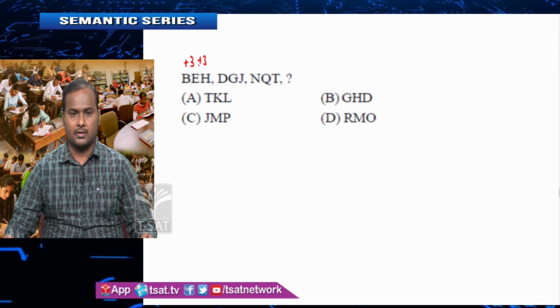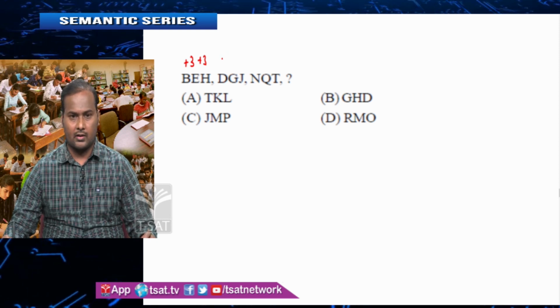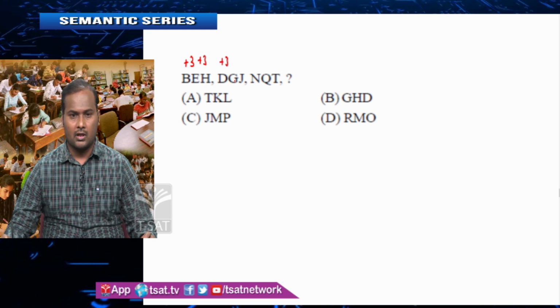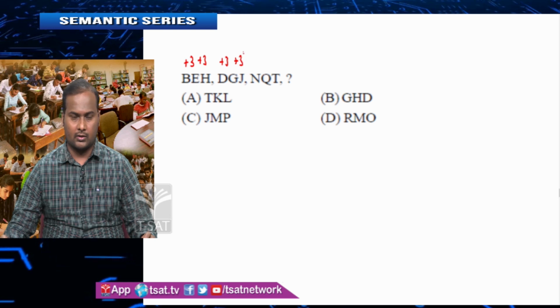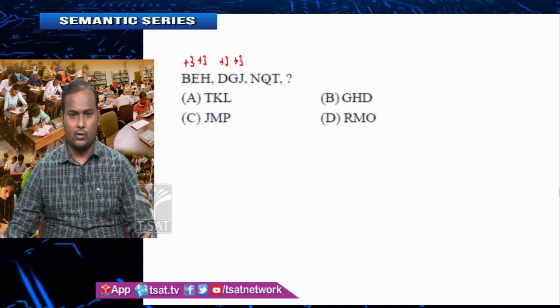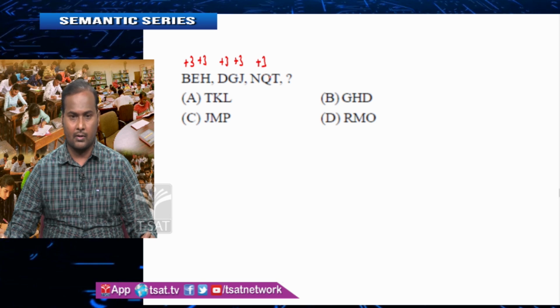So, plus 3, plus 3. In the same way, check the next one. D to G, it is increasing by plus 3. Again, G to J, here also it is increasing by 3. In the same way, N to Q, N is 14, Q is 17. So, it is increasing by plus 3.